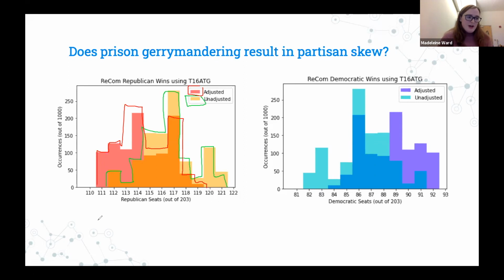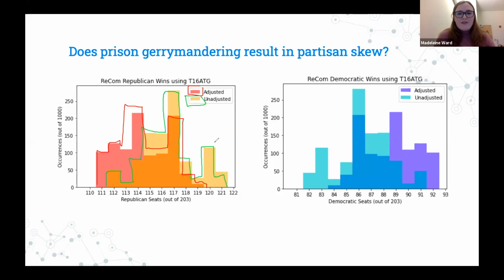And so this process for us seemed to suggest that there is a partisan skew in Pennsylvania. If there wasn't, we would expect that these histograms would overlap entirely. They do overlap somewhat, but the means are definitely different. And then if we ended prison gerrymandering, according to a graph like this, Democrats would win between 3 to 6 more of the 203 total districts if prison gerrymandering were to be as easy as just getting rid of it.